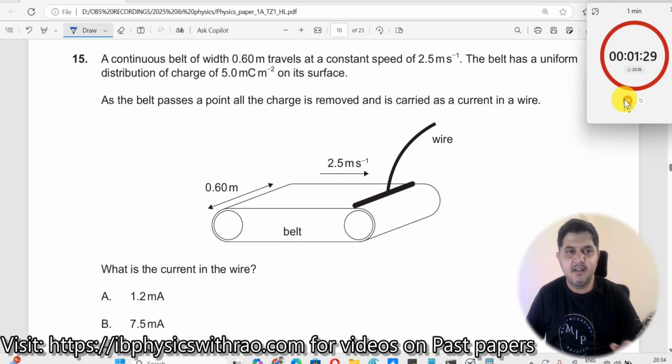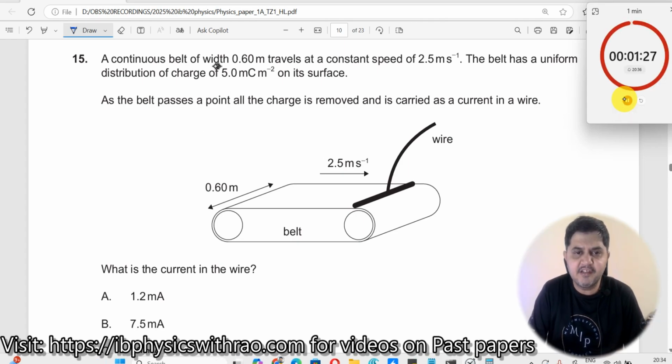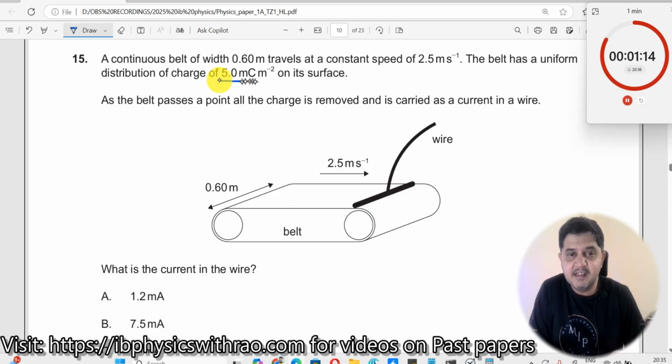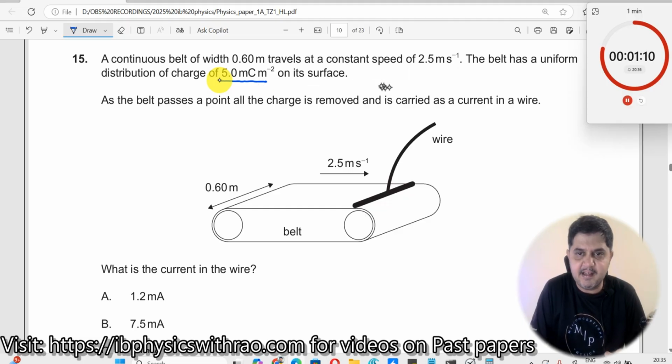Question number 15. A continuous belt of width 0.6 meter travels at a constant speed of 2.5 meter per second. The belt has a uniform distribution charge of 5 millicoulomb per square meter. Remember, this is Q divided by area, on its surface. We write it down to make this easier for us: 5 into 10 power minus 3 coulomb per square meter.